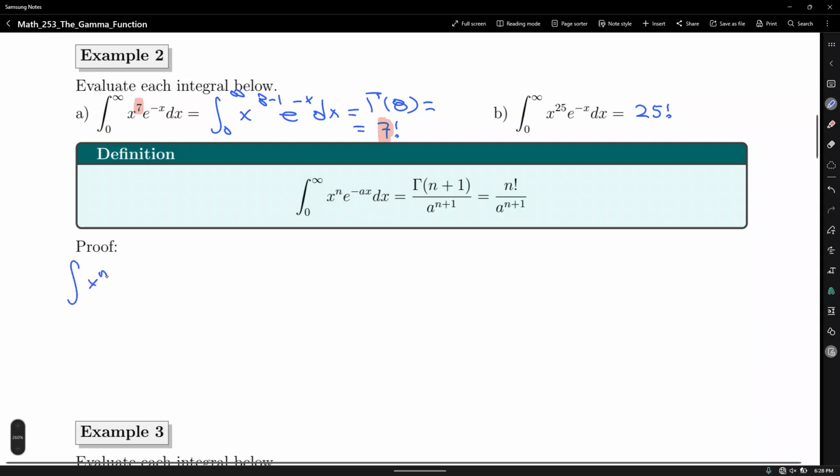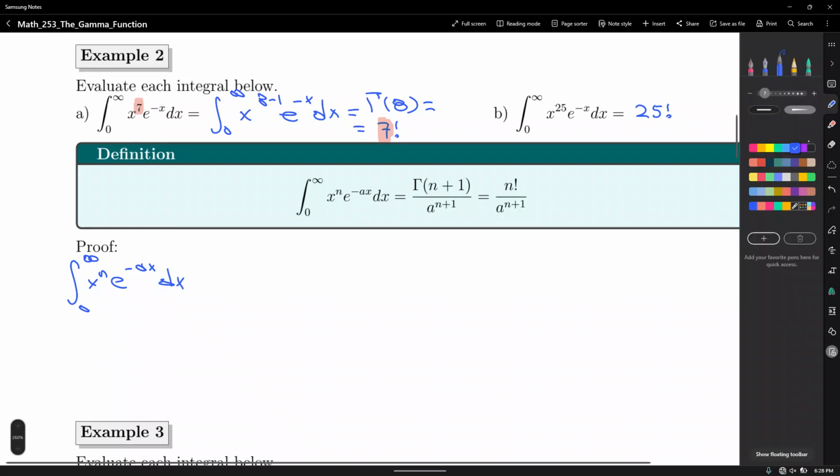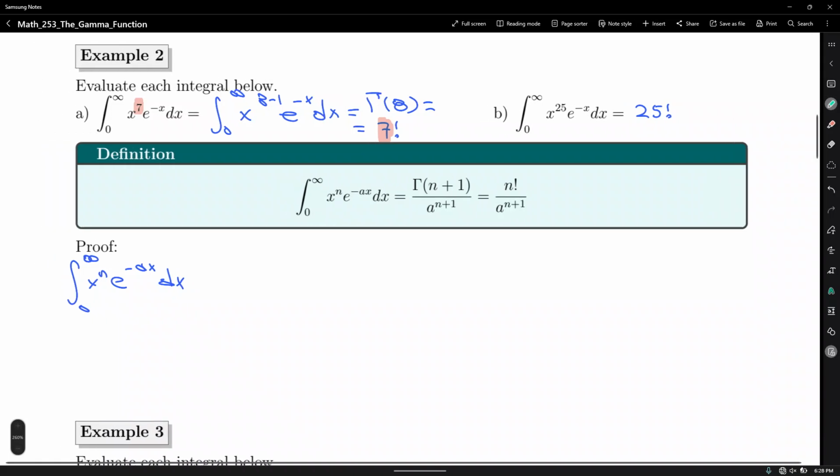So the integral of x to the n e to the negative ax dx from 0 to infinity. Again, we're using integration by parts. I'm going to say, first of all, I'm going to do a change of variables. I'm going to do a substitution, guys, for a reason. t equals ax. This means x equals t over a, right? This means from here, dt equals a dx, and dx equals dt over a, all right?